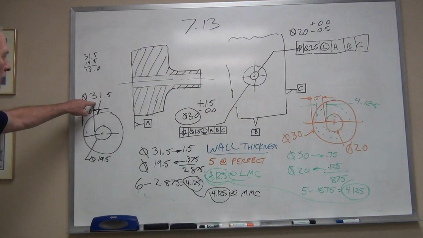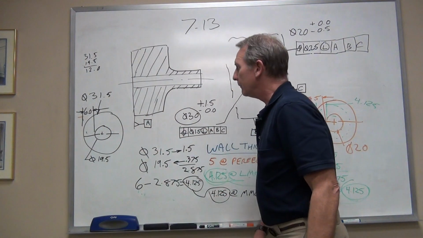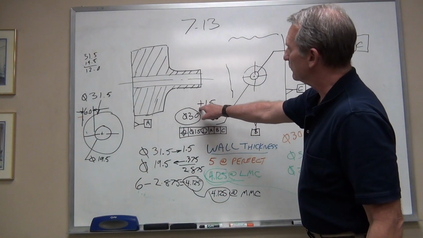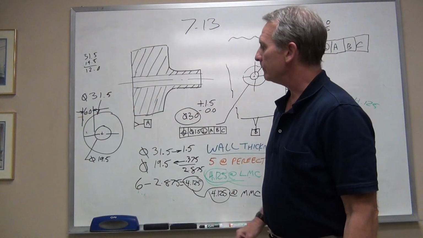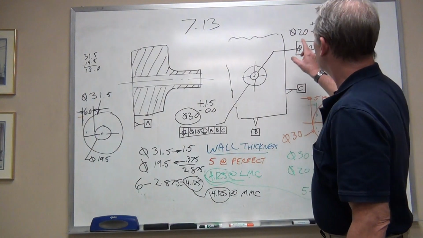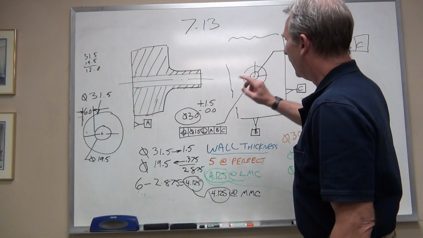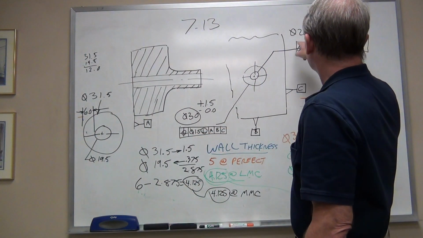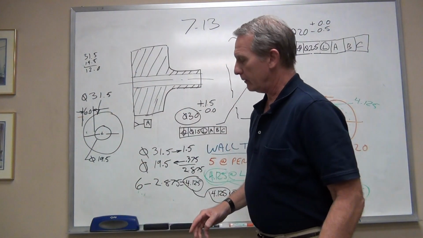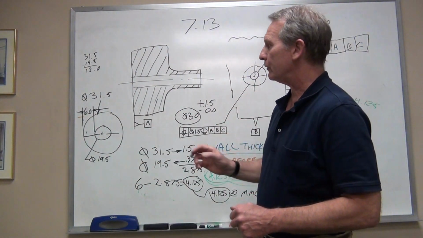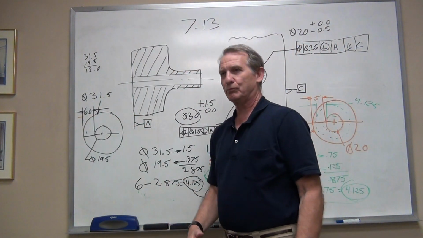So let's look at that case. Over here, we see that the boss at maximum material condition is positive. It can go up another 1.5 millimeters, so its diameter is 31.5, and the hole gets smaller as it goes towards maximum material condition, and the smallest it can get is 19.5. If you subtract those out, when they're perfectly centered, we end up with a 6 millimeter wall thickness. Okay, so that's getting better.